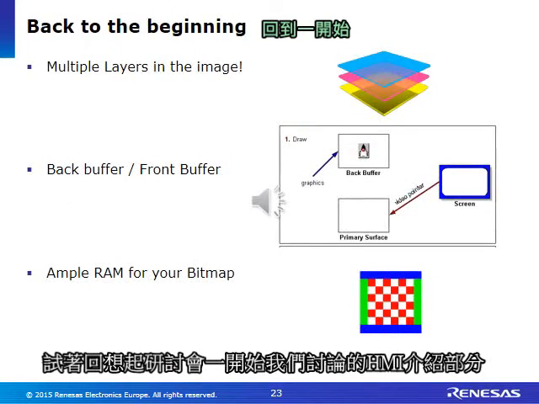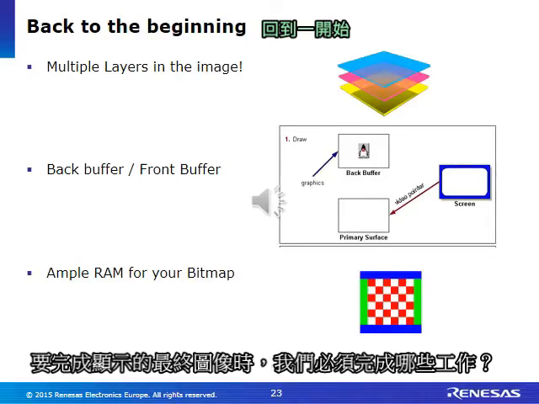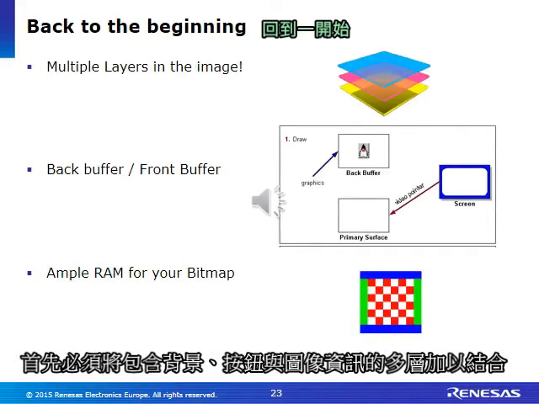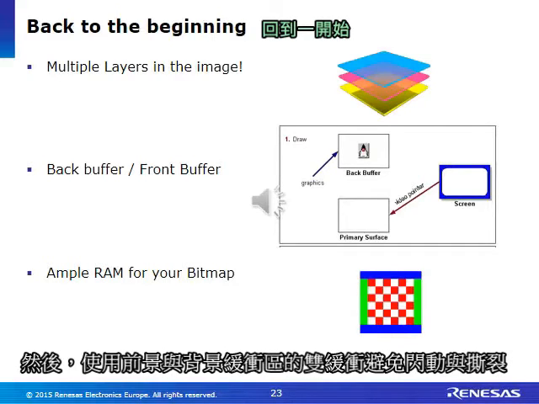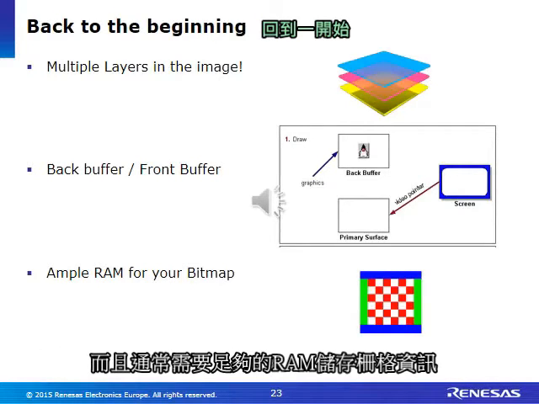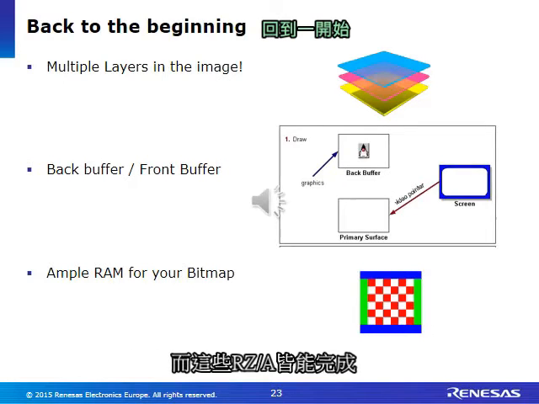Let's remember what we have learned in the HMI intro in the beginning of the presentation. What are the operations we have to execute to come to the final image that will be displayed? We have to combine multiple layers that contain background, button, and graphics information. Second, we have to implement double buffering to avoid flickering and tearing using a back and front buffer. And we generally require enough RAM for the raster information to be stored. All this is implemented in hardware on RZA.